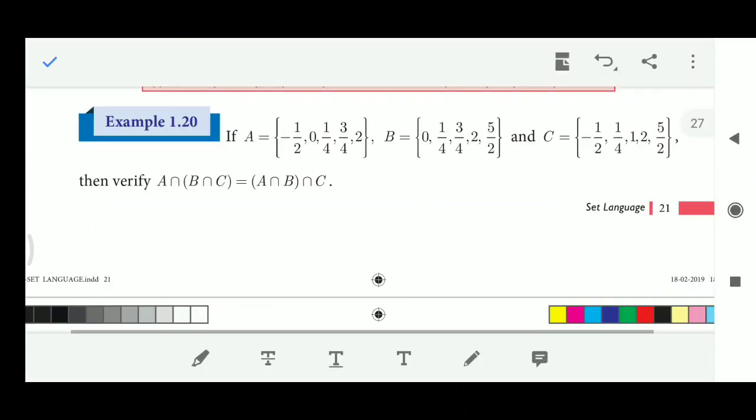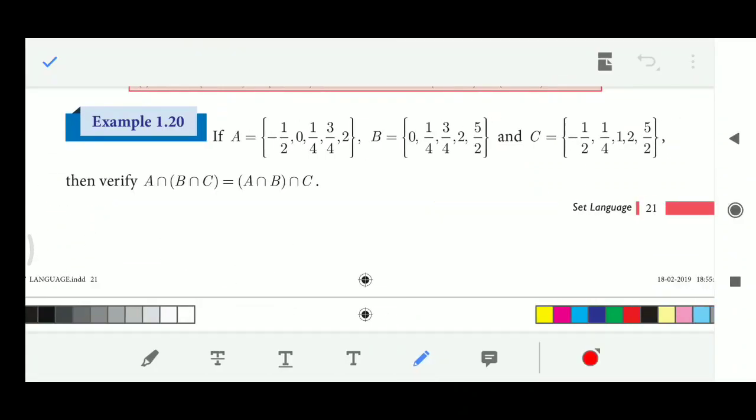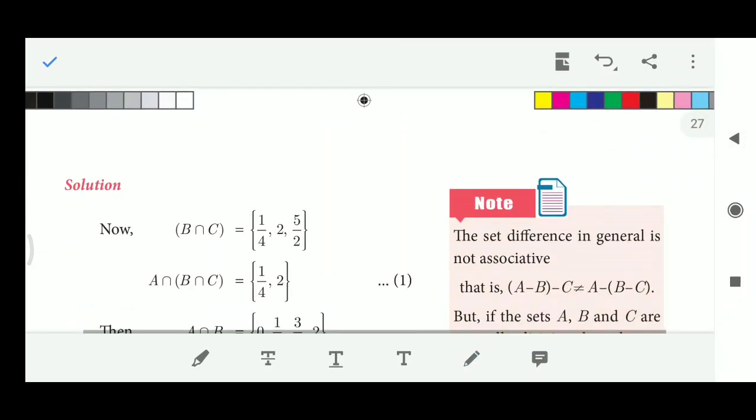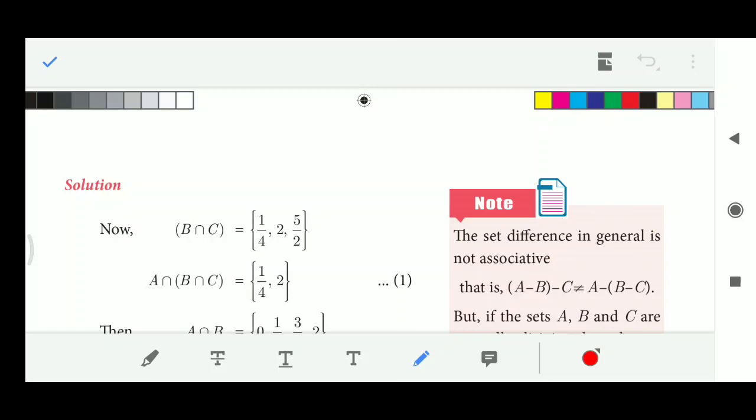On the left hand side, we have B intersection C, which is equal to {1/4, 2, 5/2}, since B and C have the common elements 1/4, 2 and 5/2. Next, the intersection of this set with A. Here the common elements are 1/4 and 2. So A intersection (B intersection C) is equal to {1/4, 2}.